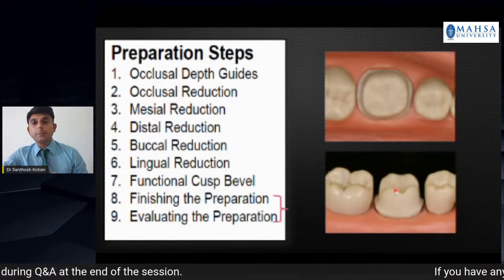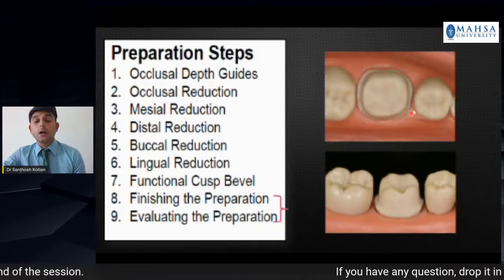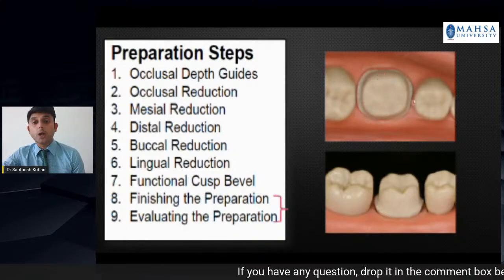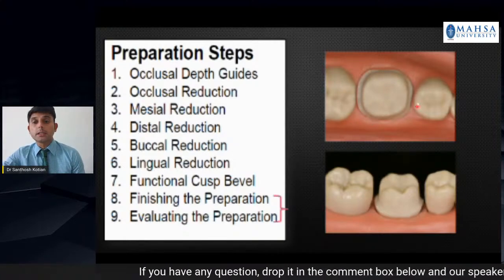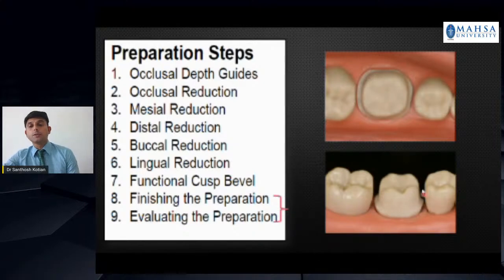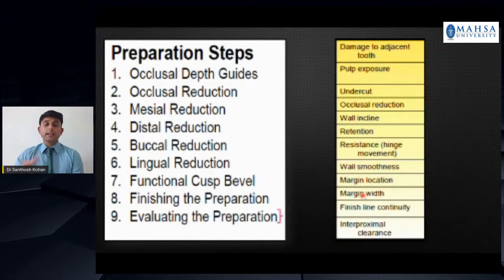So you analyze your prep. When you see from a single view at a distance and with one eye closed, you should be able to see the entire finish line and also view your axial surface if there's a proper taper everywhere. This is a checklist. Once you've done your preparation, make sure there is no damage to the adjacent teeth, no over reduction, so no pulp exposure, no undercuts.